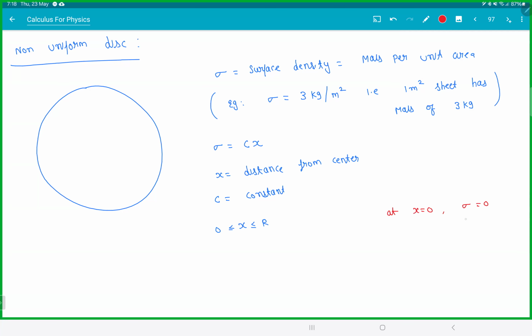sigma is 0, what does that mean? There is no mass, right? It means the center of the disk has no mass. As x increases, sigma increases. Meaning as you go away from the center, the mass becomes heavier and heavier. That is, the disk becomes heavier away from the center.